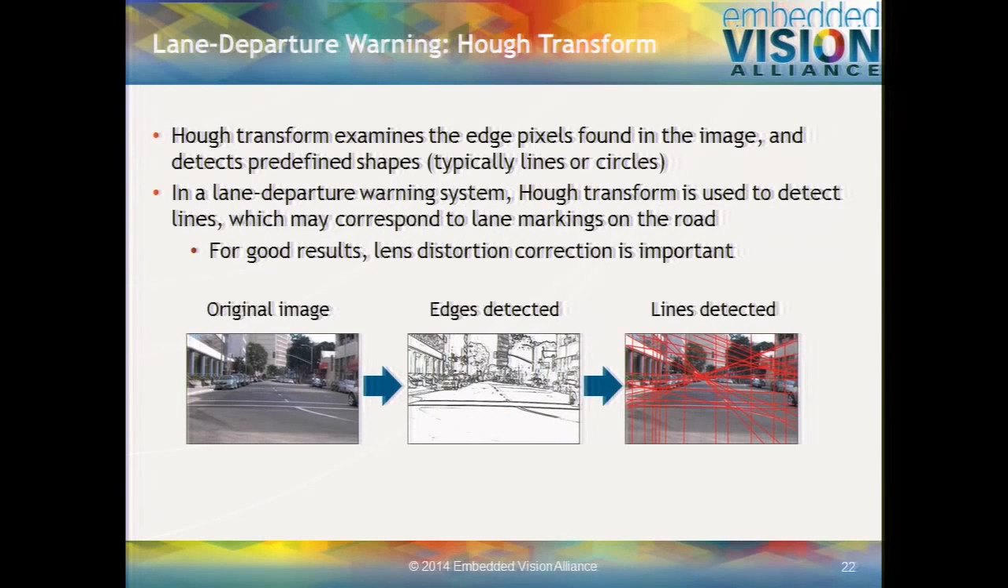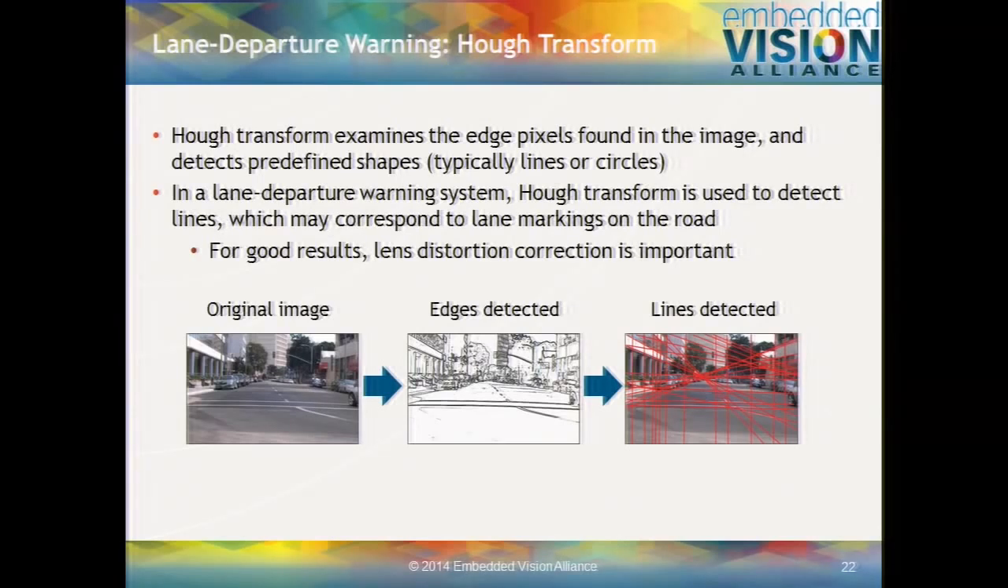Now the question is, are there lines represented by these edges? Because lane markings are lines, right? These edges could be any pattern. They could be a sine wave. They could be a circle. We're looking for lines. A classical technique for extracting lines from an edge image is called the Hough transform. It actually can be used to extract other shapes as well, like circles. In this case, we're using the Hough transform.